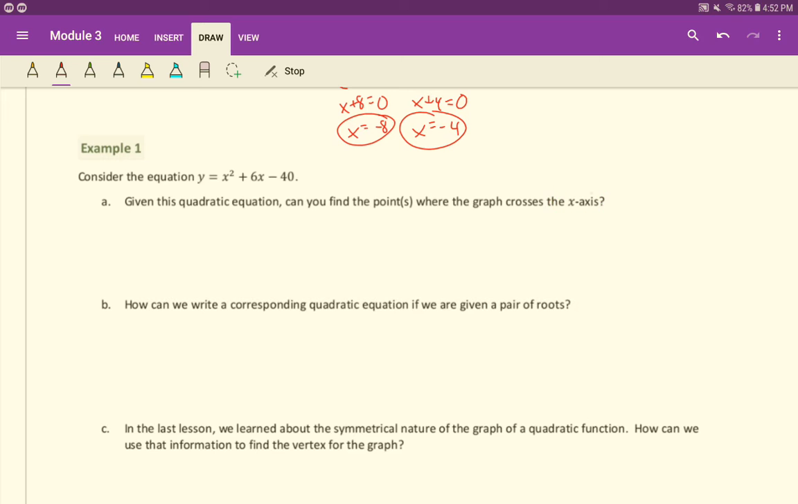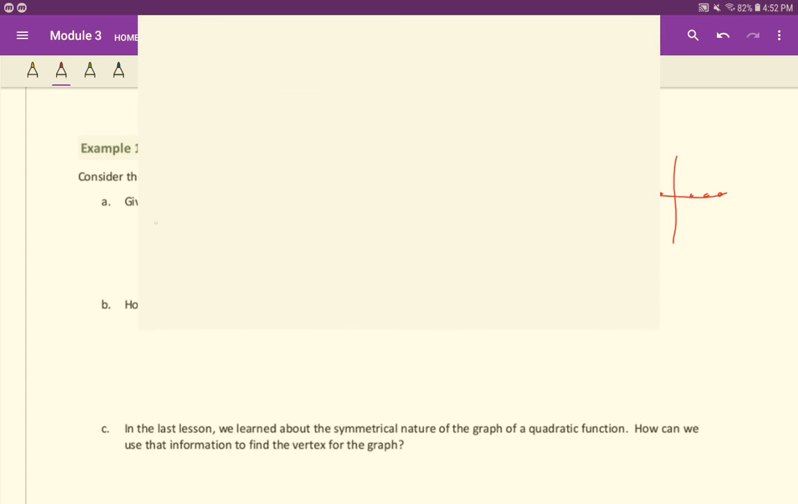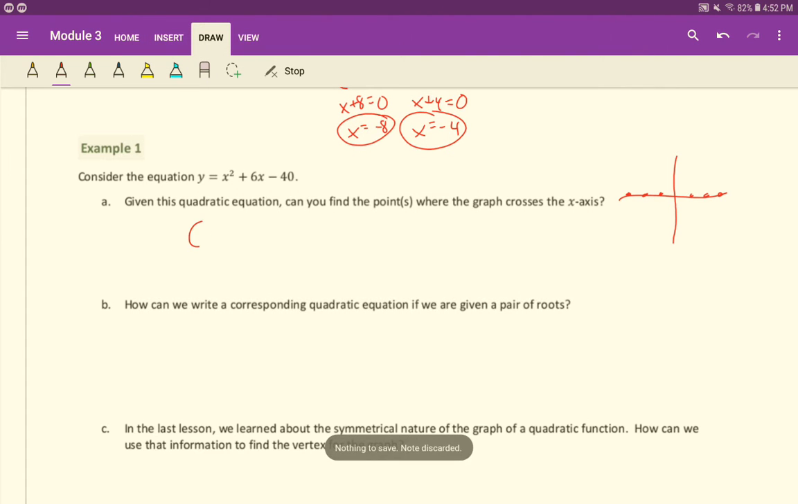Well, the x-axis, right? If you think about the coordinate plane, this is the x-axis. What do we know about any point on the x-axis? Any point on the x-axis will always have a y-coordinate of what? 0. So we can set y equal to 0 here and solve for x to find those coordinates.